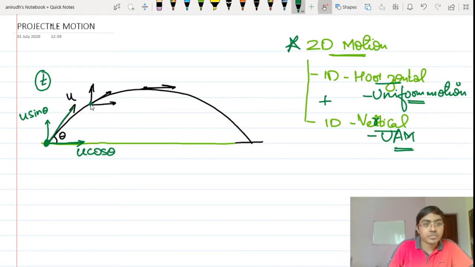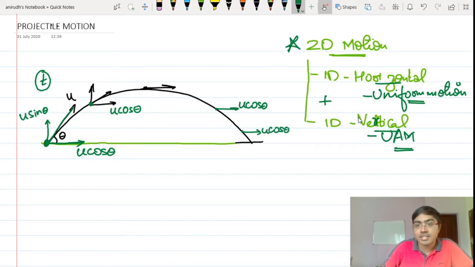At this particular position, as I was saying, the horizontal motion is uniform motion. That means the velocity will remain constant, that is u cos theta. At any point of this trajectory, the horizontal velocity is the same. At this point, the horizontal velocity is u cos theta. At this point, again the horizontal velocity is u cos theta. Why? Because it is uniform motion. The velocity is a constant.